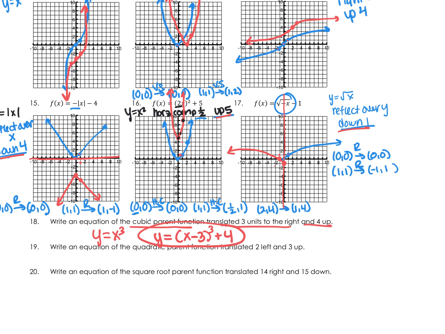For the next problem, we want a quadratic parent function. So that's y equals x squared. We want to go left 2 and 3 up. So the left will go on the inside. It will be the opposite. So we'll do +2 to go left 2. And then 3 up will go on the outside.